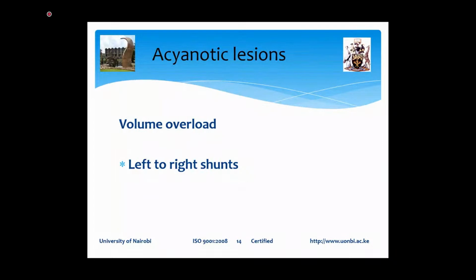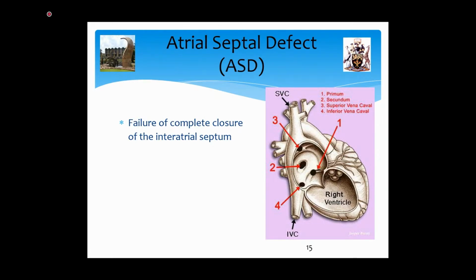So let's go to the acyanotic lesions, the ones without cyanosis. We start with those that cause volume overload, which are left to right shunts. We go to the easiest and most common, an ASD, atrial septal defect, which means failure of the atrial septum to separate left and right, and you have incomplete closure of the interatrial septum. There are different ways of classifying these septal defects, but in essence it's the same thing: there's a gap between the left and right atrium through the septation gap.